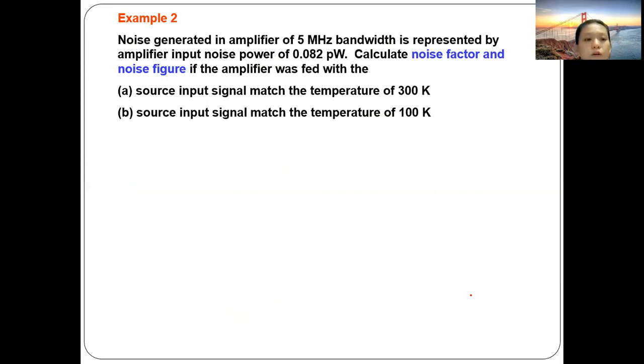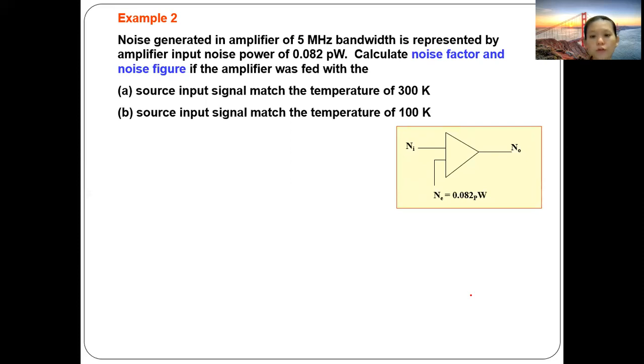example 2. Noise generated in the amplifier of 5 megahertz bandwidth is represented by an amplifier input noise power of 0.082 picowatts. Calculate the noise factor and the noise figure if the amplifier was fed with A, the source input matched with temperature 300 Kelvin, and B, when the source input is matched with temperature 100 Kelvin. Okay, now we go to question A first.